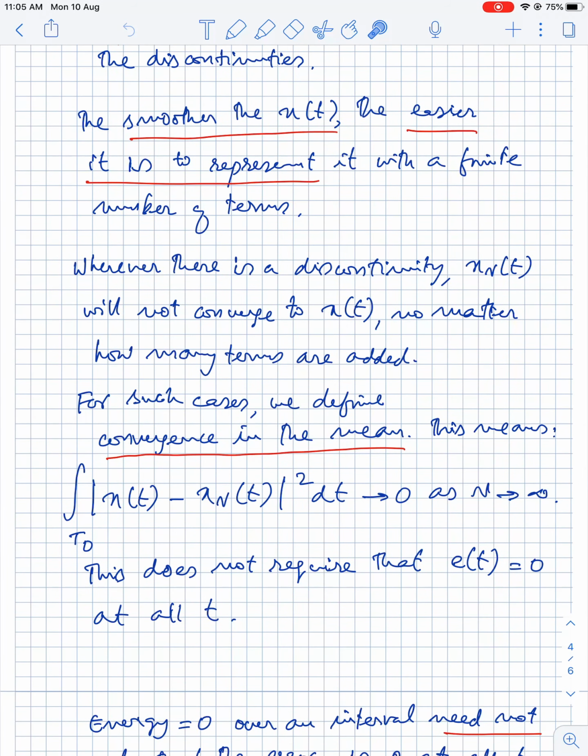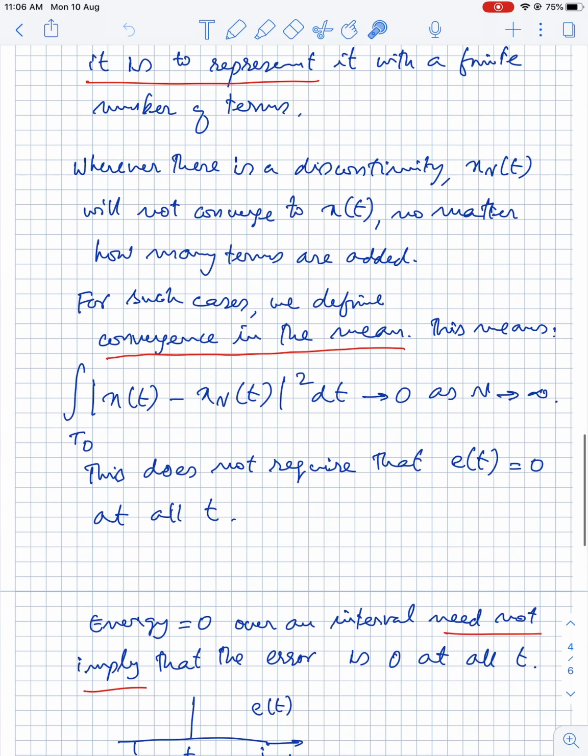For such cases, discontinuous functions like the simple square wave which we saw, it is a very simple function and a very useful function. Later we will see that it is very useful. So we cannot say that we cannot represent such functions using Fourier series. Since we want the Fourier series representation for such signals, we define yet another type of convergence, and this convergence is called convergence in the mean.